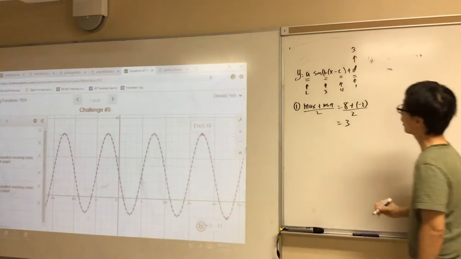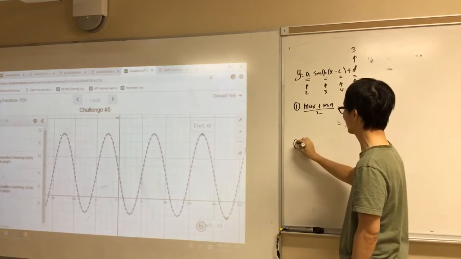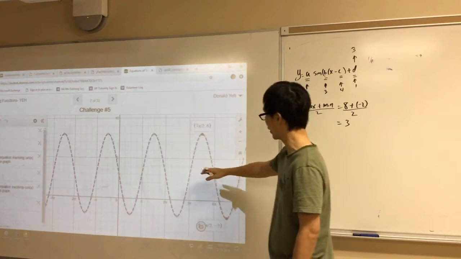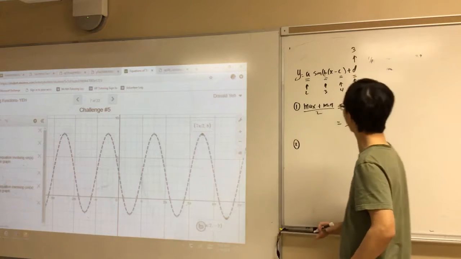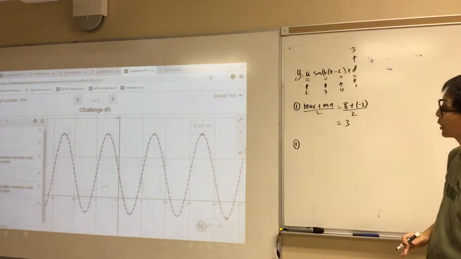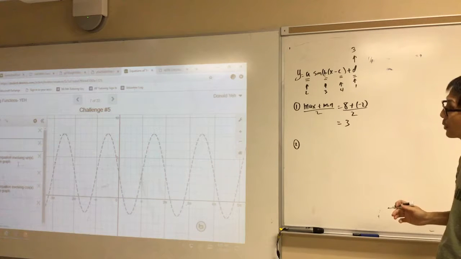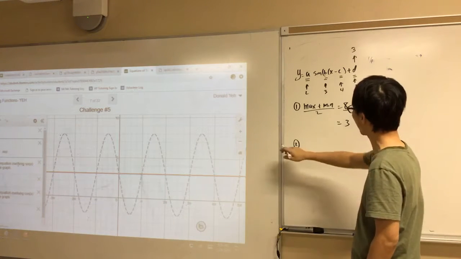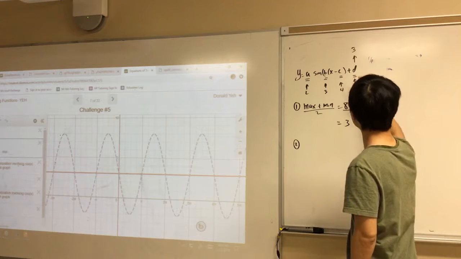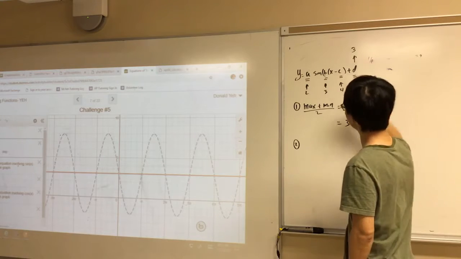So now I'm going to figure out what A is. A, according to the other side, is just the max minus the midline, because you can draw it. Andres, can you help me type in y is equal to 3 on the first part? Yeah, y equal to 3. So if you draw the midline, that's going to be y equal to 3.